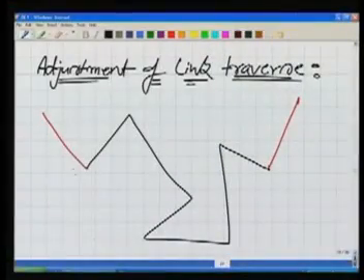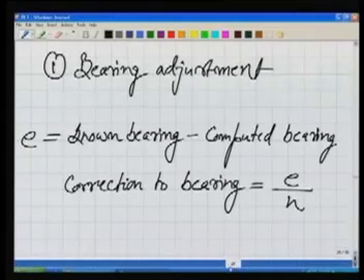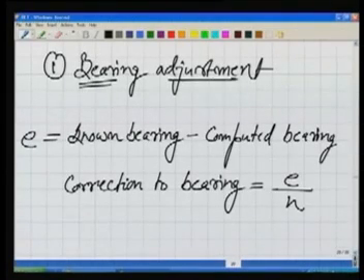Now we will see, in case of the linked traverse, how we apply the correction and how we adjust it. The linked traverse is, as we can see here, we know this line and we know this line. These lines have been done with some higher order survey. Then we are doing a traversing in between. Now what kinds of adjustments are required? Number one is bearing adjustment.